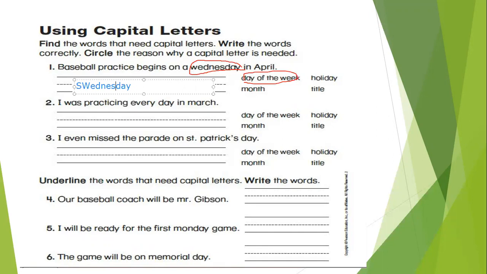There's a problem with the keyboard, you know. Sorry. Yeah, now it's correct. Wednesday. I was practicing every day in March. Where's the mistake here? Can you tell me where's the mistake? Excellent. March is the mistake. Why? We should capitalize the first letter, because it is a day of the week, holiday, title, or month. It's a name of a month. Excellent. Now we will write it here.